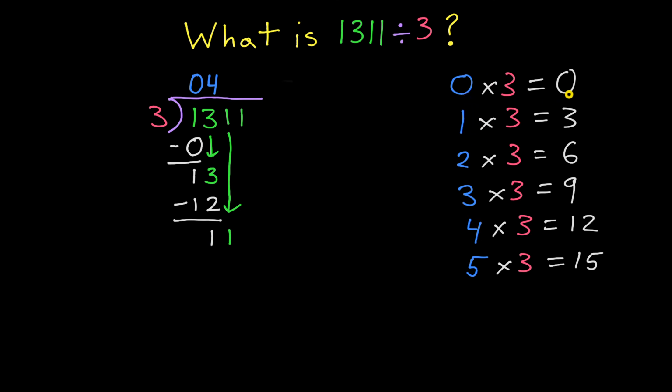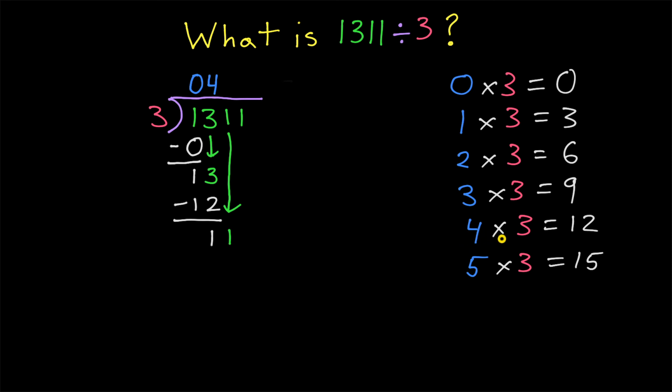0 times 3 is 0. 0 is less than or equal to 11. Yes, so 0 is a good candidate. 1 times 3 is 3. 3 is less than or equal to 11. So 1 is a good candidate. 2 times 3 is 6. 6 is less than or equal to 11. In fact, it's less than 11. So 2 is a good candidate. 3 times 3 is 9. 9 is still less than 11. So 3 is a good candidate.